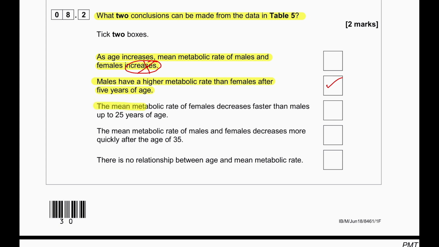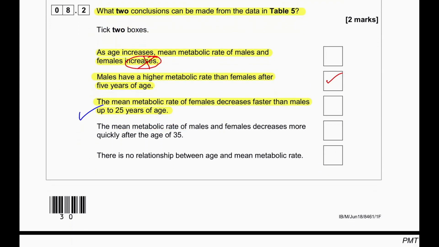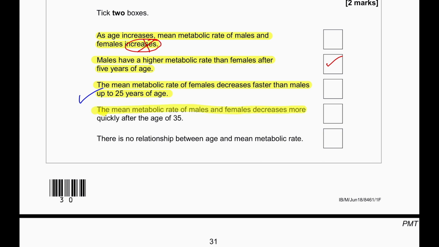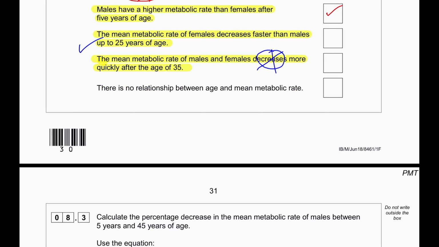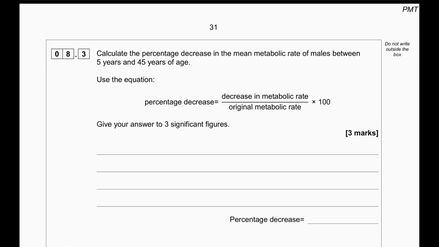Now the next one, the mean metabolic rate of females decreases faster than males up to 25 years of age. Now this does seem, well, we can see the rate is almost similar. However, we can see that females do decrease to 35 really fast in comparison to that of males, and after decreasing to 35, it doesn't decrease any further up until age 45. So this might be correct. Alright, let's see the next point. The mean metabolic rate of males and females decreases more quickly after the age of 35. Now we know that for females it doesn't decrease after the age of 35. There is no relationship between age and mean metabolic rate. Now there is a relationship. So this point is going to be correct. The other ones are wrong because I have explained to you so. Alright, now let's move to the next question.